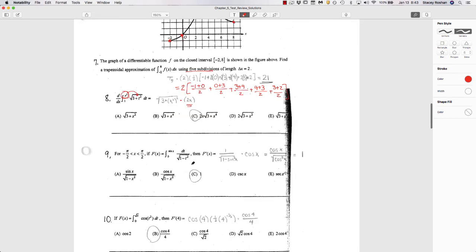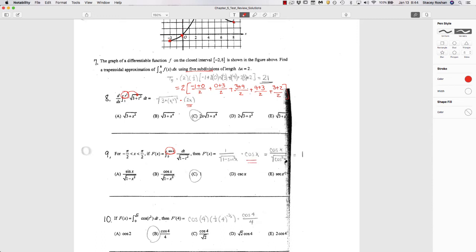This one is also an FTC problem because they're giving us f and they're asking us to take the derivative. So the derivative of the antiderivative is our function itself. So this is our only bound with a variable in it. You're going to plug it in. So that is 1 over root 1 minus sine x squared times, and this is the derivative of sine x, is cosine x. That's how I get that.